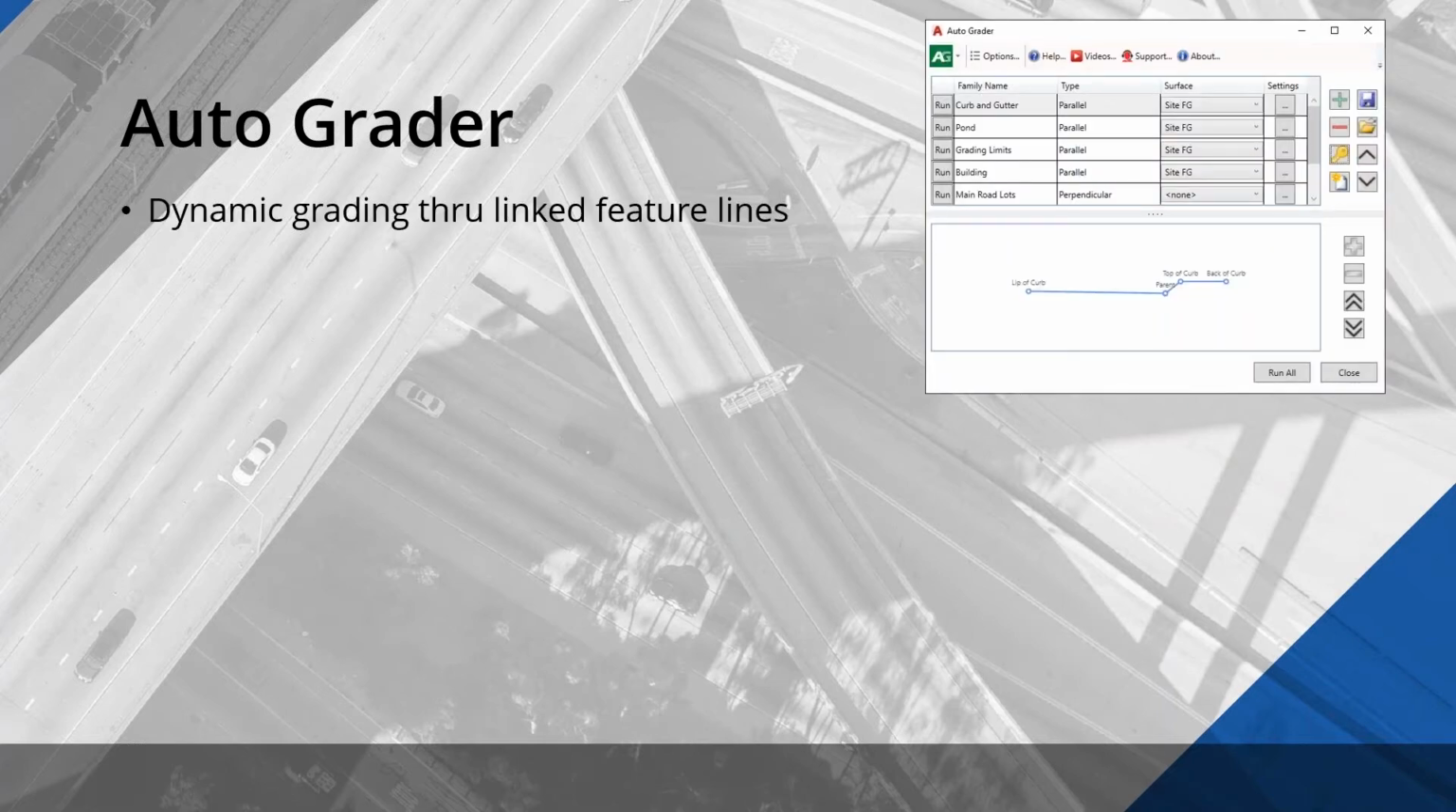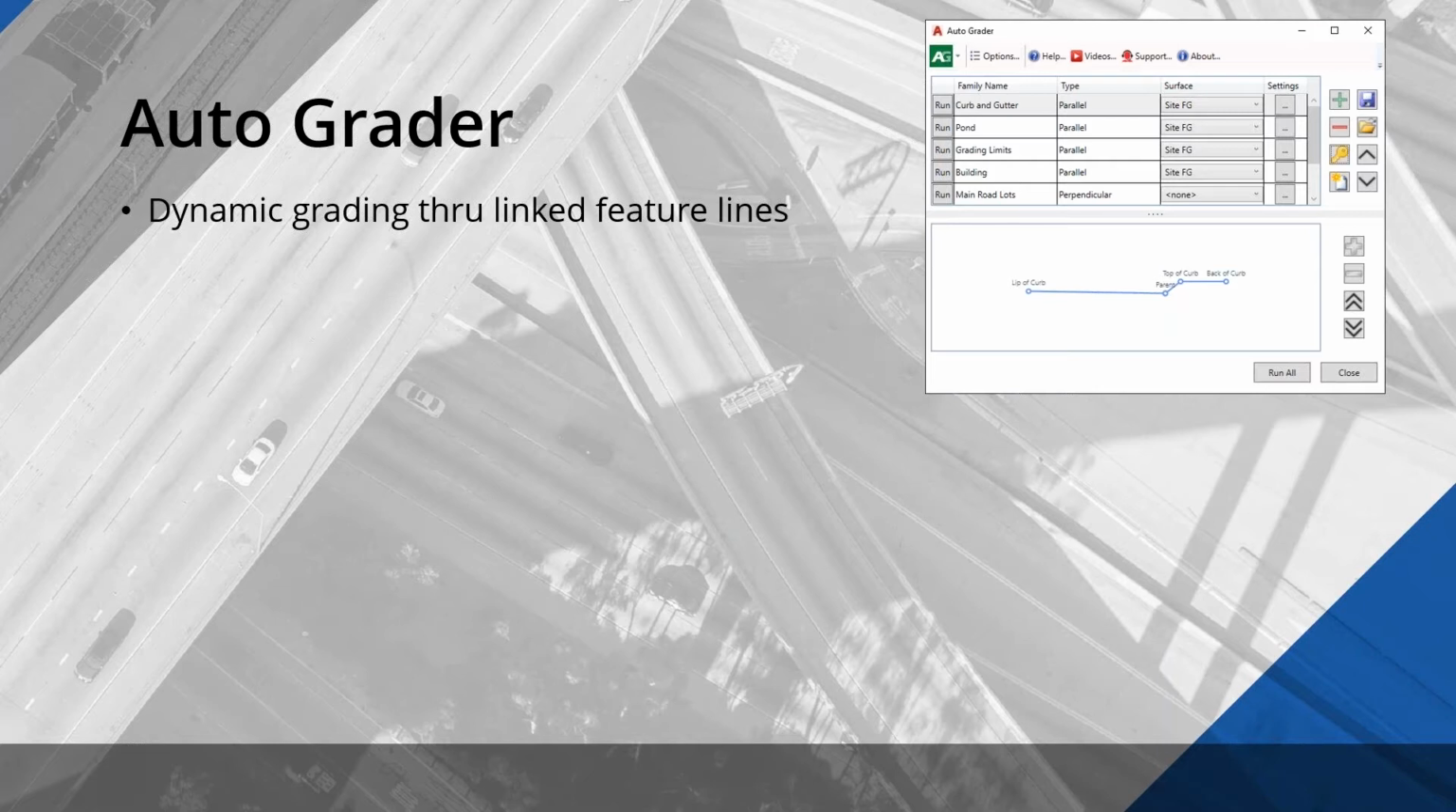And so what AutoGrader is, if you haven't heard about it yet, it's a tool that allows you to do dynamic grading through linked feature line sets. And feature lines, they're pretty straightforward, right? They're break lines in a surface. The problem with them, as we just acknowledged, is that they're really slow to work with, and you're kind of editing point by point in this way.